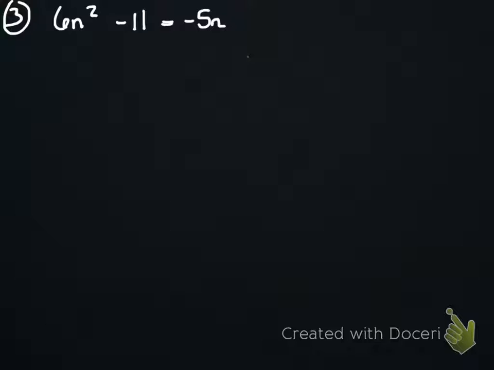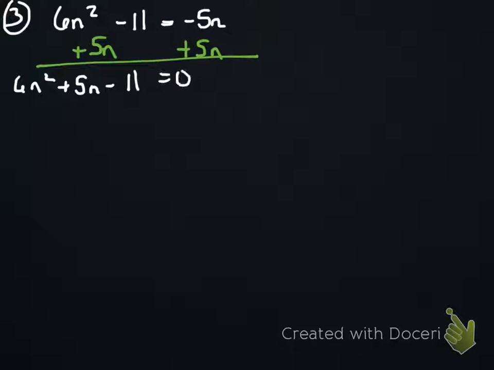Now, the last problem we're going to work with, we're going to go ahead and move that 5n over. And we're left with 6n squared plus 5n minus 11 is equal to 0. So we identify our ABC. So A is 6, B is 5, and C is negative 11.